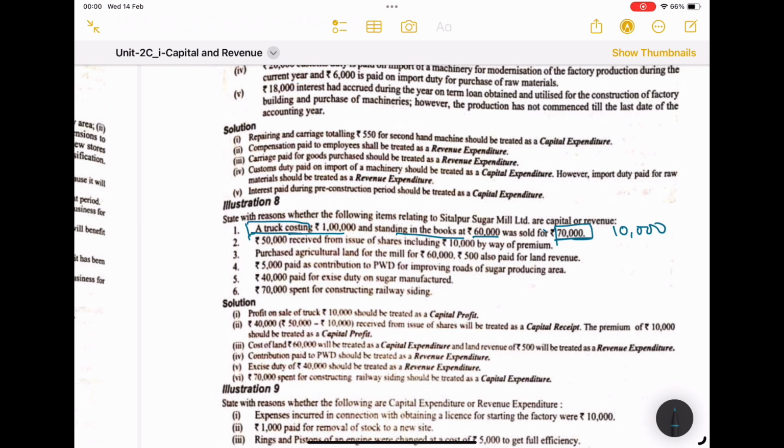Okay. See here, 50,000 rupees received from issue of shares. Okay. By issuing shares received 50,000. Okay. The premium is 10,000. This is the question they have given. So received means it is an income. We understood that it is a receipt, but we have to identify whether it is a capital or revenue. Obviously issue of shares is a capital.